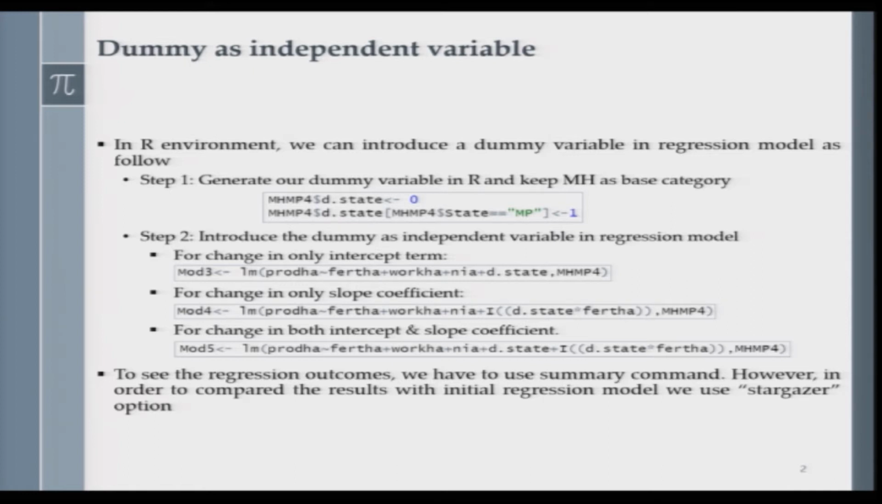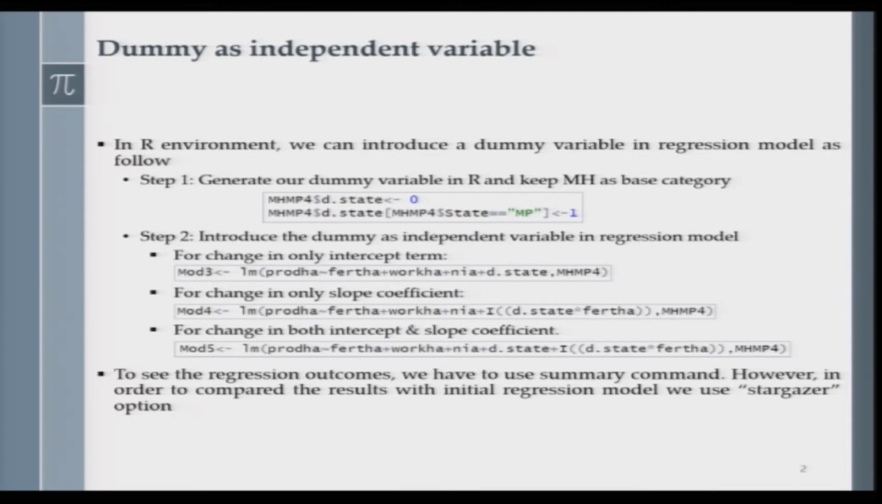So, here you see I have declared the dummy variable, and I have kept MH, the label for Maharashtra, as the base category. So, now I have this dummy variable defined as d.state. d here stands for dummy. You can give another name, it does not matter, but at least in this lecture I am introducing the dummy variable as d.state.